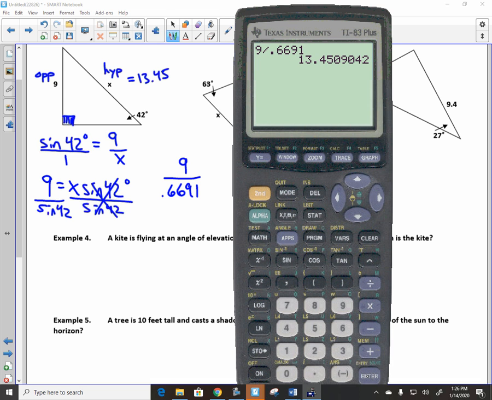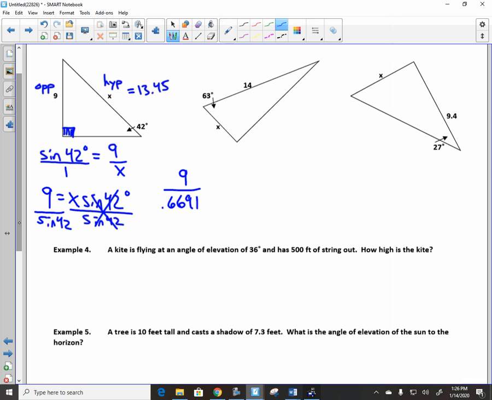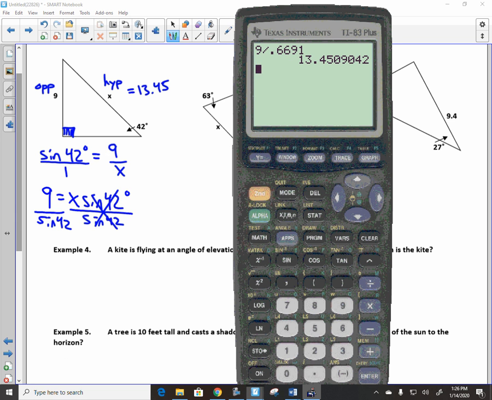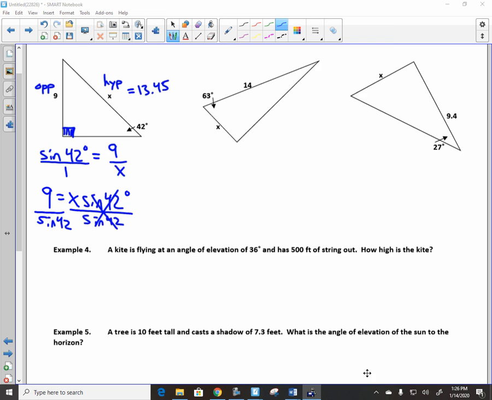I'm getting a couple stares. Okay. So instead of doing 9 divided by sine of 42, if you just do sine of 42 first, 0.6691, that's what that is. Is that better?